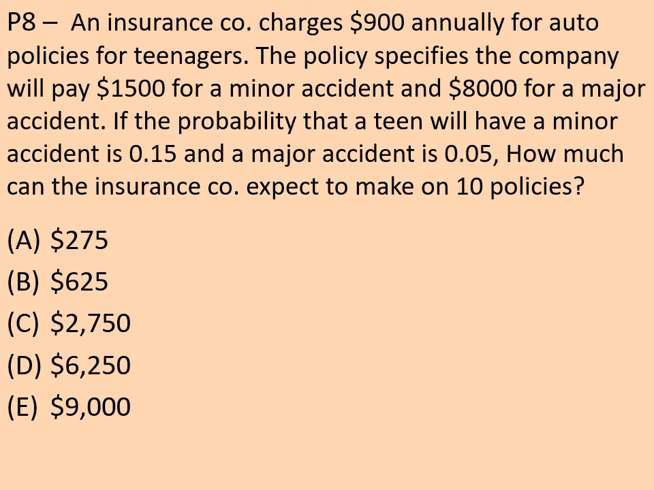An insurance company charges $900 annually for auto policies for teenagers. The policy specifies the company will pay $1,500 for a minor accident and $8,000 for a major accident. If the probability a teen will have a minor accident is 15% and the major accident is 5%, how much can the insurance company expect to make on 10 policies? So this is expected values, and how do we calculate expected values?